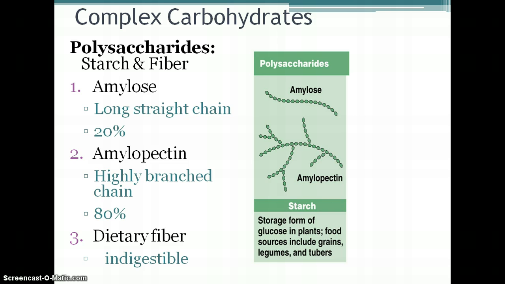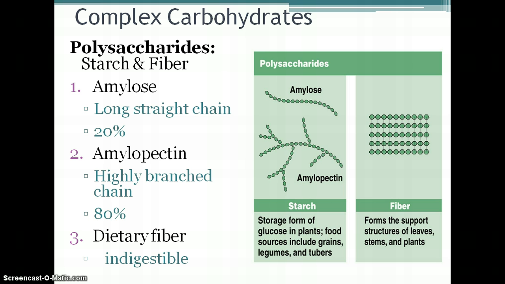And there are polysaccharides that are in foods, and then there's a polysaccharide that is in our body. The polysaccharides in foods are further subdivided into starch and fiber, and the two starch molecules are called amylose and amylopectin. About 20% of the starch that we consume in grains, potatoes, etc., is in the form of amylose, and the remaining roughly 80% is in the form of amylopectin.